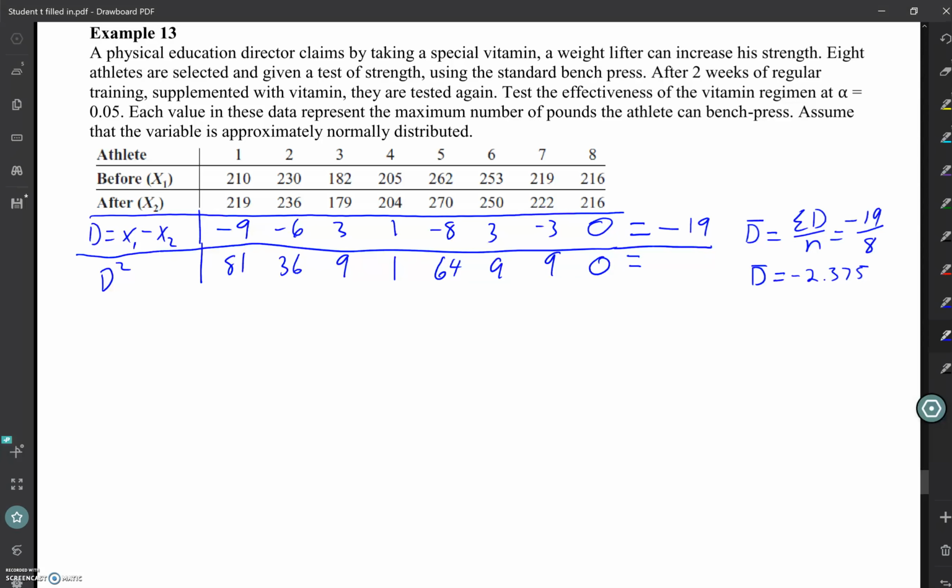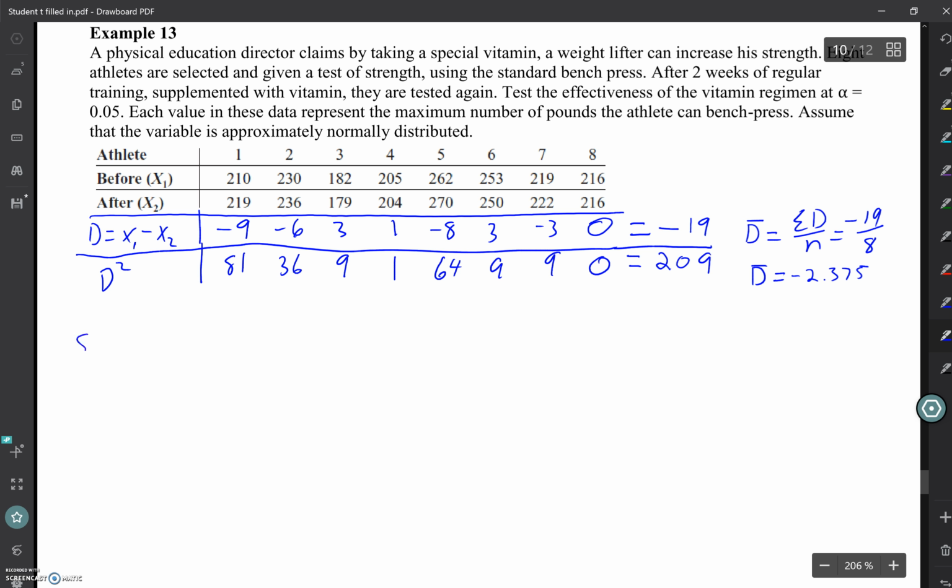So you're adding all those up? I'm adding all those up. 209. All right, now that's only a piece of what I need.